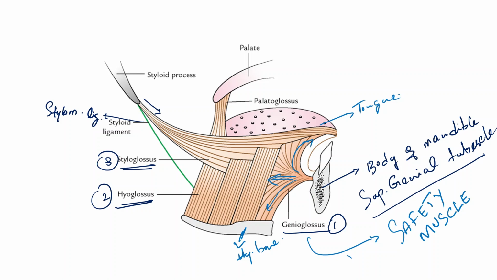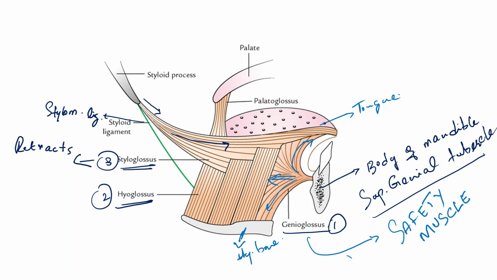The muscle is directed downwards and forwards to reach the substance of the tongue, and it is inserted onto the side of the tongue. Moving on to the actions of the styloglossus muscle, it retracts the tongue backwards and upwards.